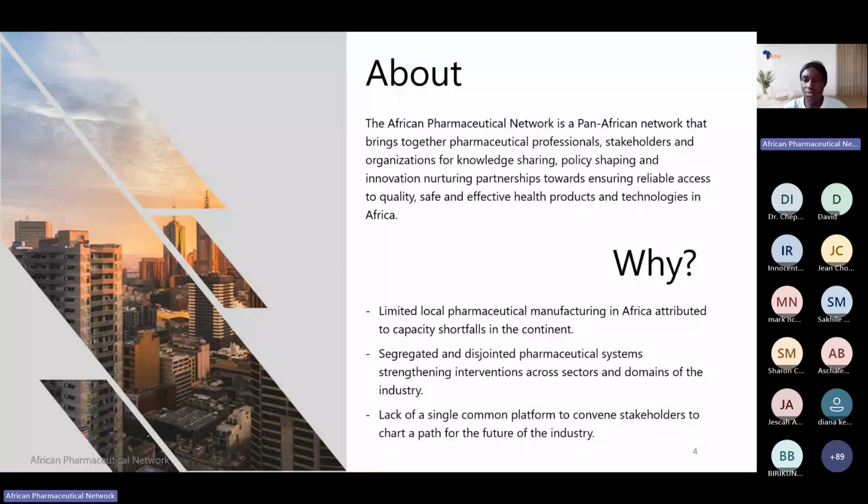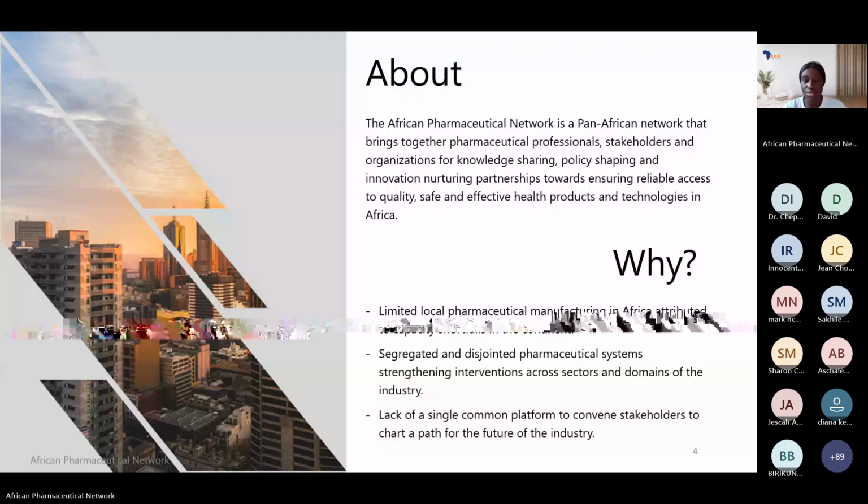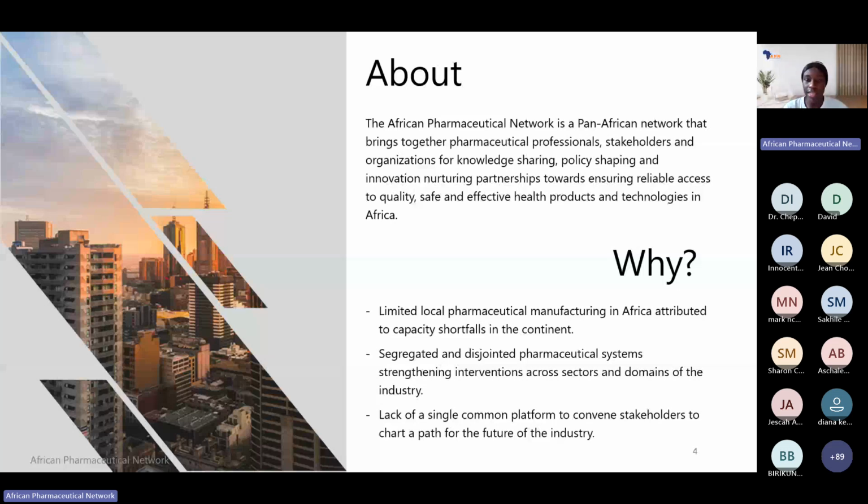And there was a lack of a single common platform to convince stakeholders to chart a path for the future of the industry. When we look at the industry as it is, we usually see that we're working in different cadres, within our cadres, interacting maybe with a few of the other collaborators and stakeholders within the industry. But one thing is certain and one thing is clear. We have to come together and have a common platform where all the stakeholders who are involved come together, working collaboratively.